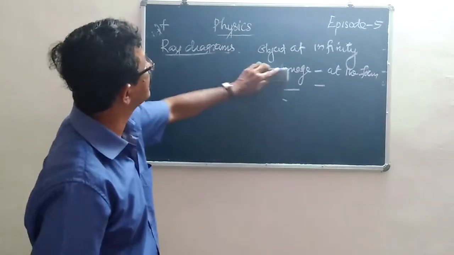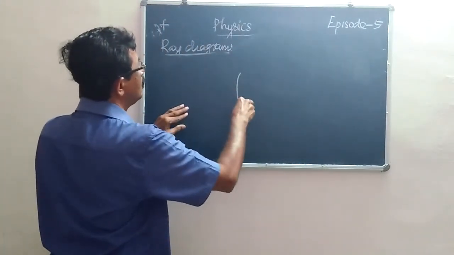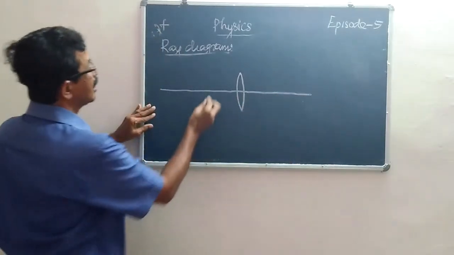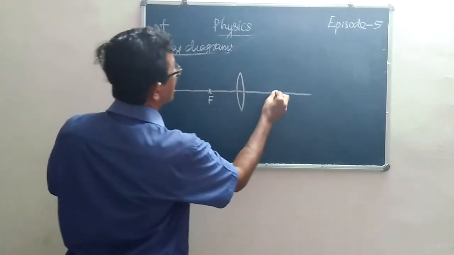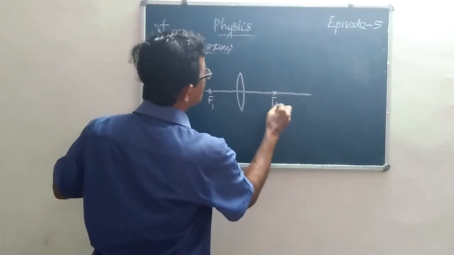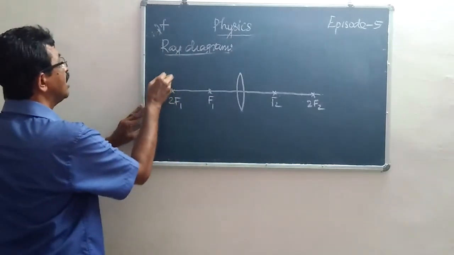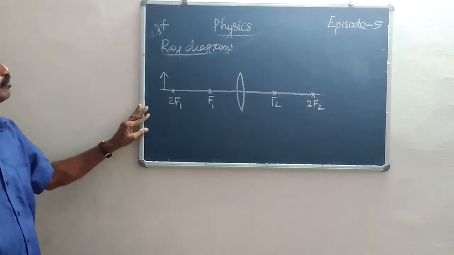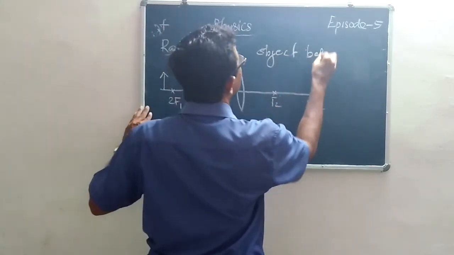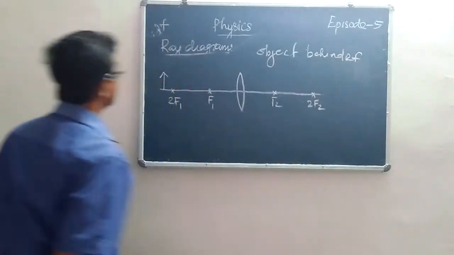Now, the object we are going to place just behind 2F. Again, we draw a convex lens. This is its principal axis. Here F1, here F2, and here 2F1, and 2F2. Now the object is behind center of curvature, or 2F. Where is the object? Object behind 2F.